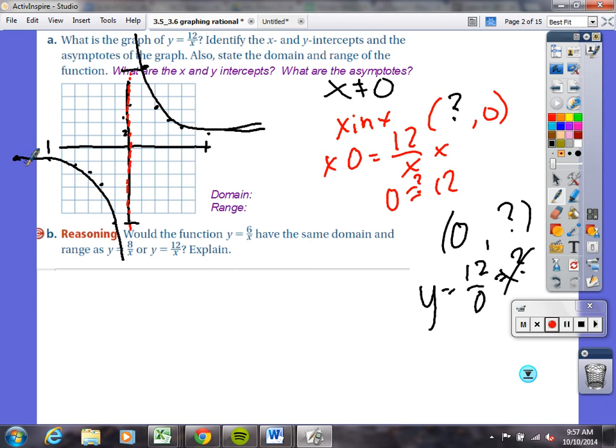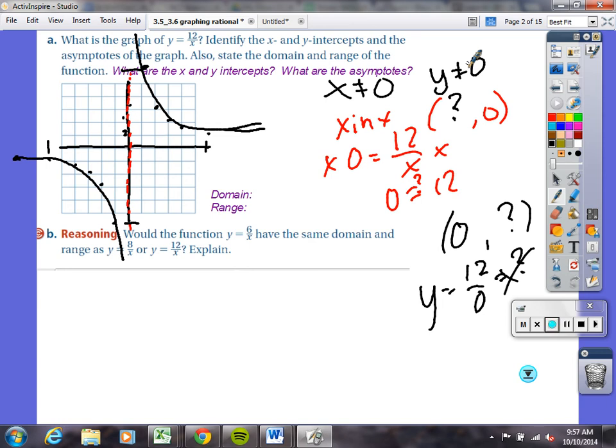So what are the x and y intercepts? We don't have any. What are our asymptotes? What's my vertical asymptote? X equals 0, right? Vertical, down. X cannot be 0. What's our horizontal asymptote? Y cannot be 0. Did you see that? X cannot be 0. Y cannot be 0. We'll never touch those, will they? So hence they're an asymptote.